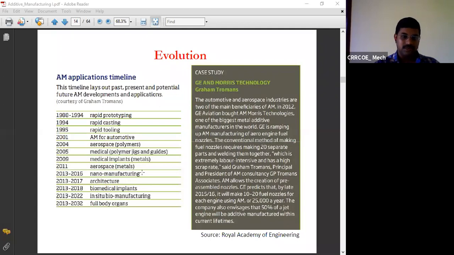Nanotechnology, we have a separate topic or separate course about this particular thing. Then architecture, a construction-based application. From 2013 to 17, they implemented this additive manufacturing technique for architecture applications. From 2013 to 18, in similar years, they also implemented it for biomedical implants.